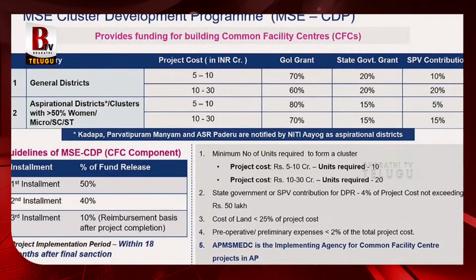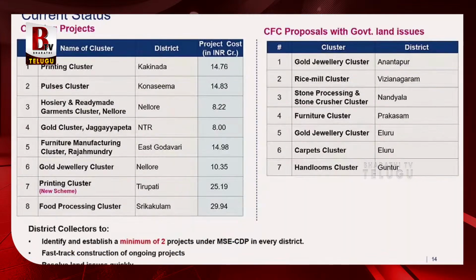Next slide. And this is a cluster program. So we have planned, you already know you are undertaking it. So you see, in the general districts, how much they are going to get as Government of India grant. It goes up to 70% of 10 crores or 60% of 30 crores, almost like 18 crores. So next slide. It says what ongoing clusters are there in the districts.